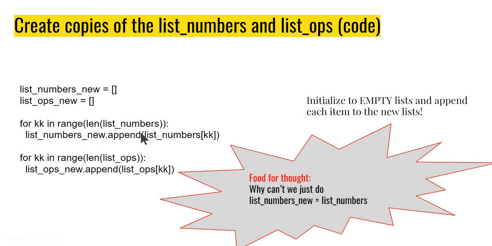Now, before I get on to writing this code, I'm going to leave you with a food for thought. Why can't we just do list numbers new is equal to list numbers? I'll be very happy to discuss this. You can leave a comment in this video if you're interested. There's a very good reason why we are having to do all this and not just one single line of code. Let's get on to the code, however.